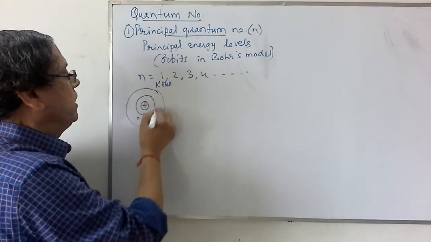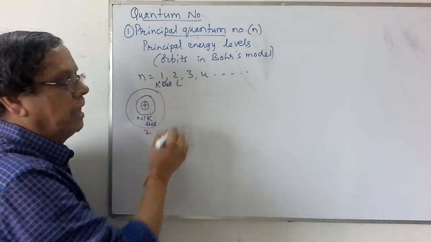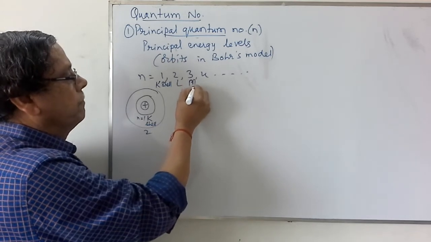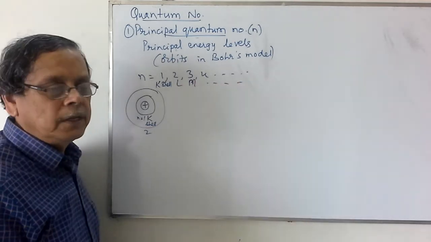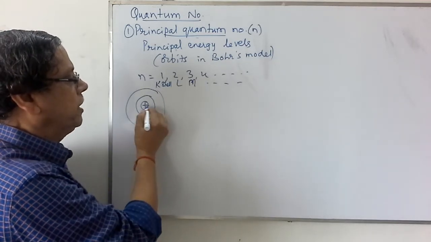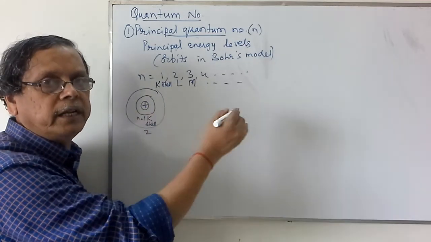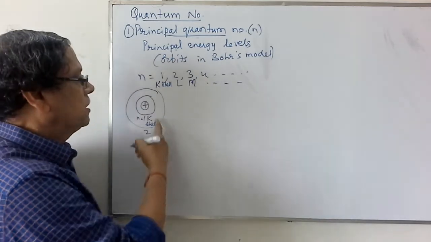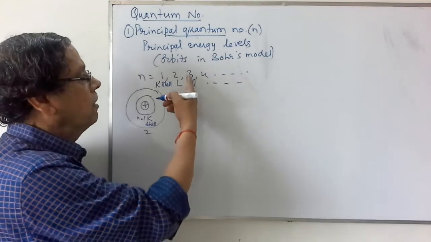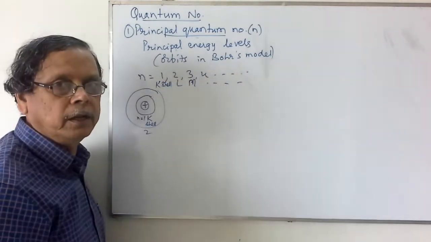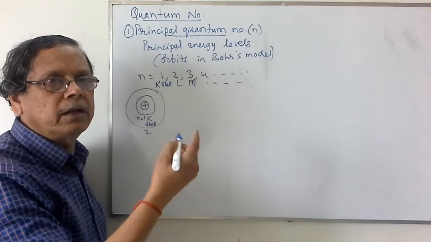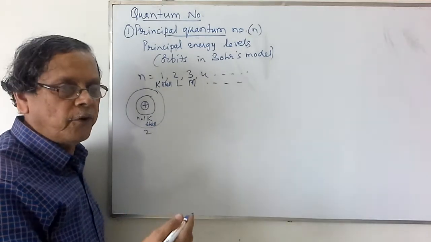Similarly, the second orbit, when n is equal to 2, is called the L shell. When n is equal to 3, it is called the M shell. So like that we continue. As this number increases, the distance of the orbit from the nucleus goes on increasing. So these n values indicate the principal energy levels, which are also named as the orbits in the Bohr's model. These are the circular paths around the nucleus where an electron can be found.